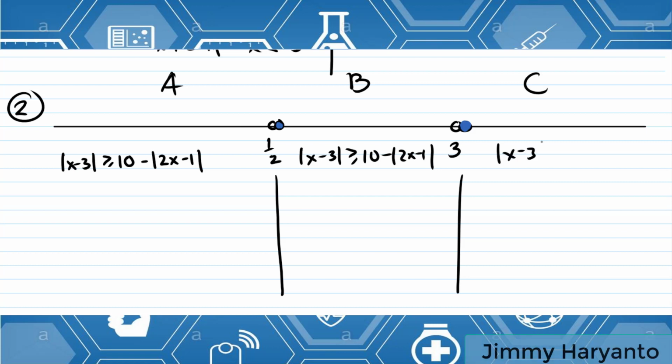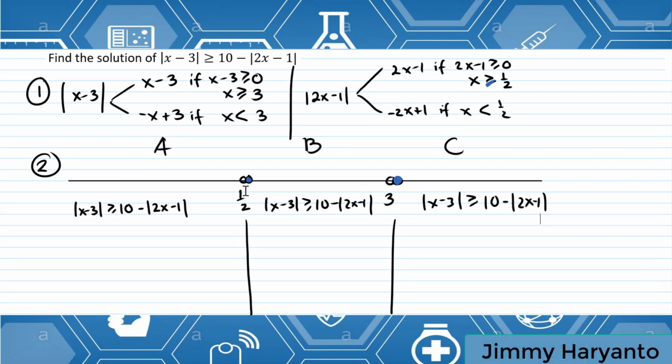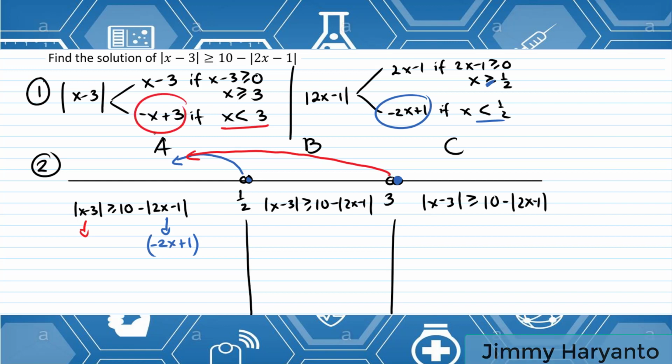The third one. Okay, and then like usual we have to choose the expression for this one and this one. Room A is at the left side of half, so I have to choose this one, negative 2x plus 1. Be careful, there is a negative at the left side, so we have to put a bracket right there. And then for the 3, A is at the left side of 3, so I have to choose x less than 3, negative x plus 3.